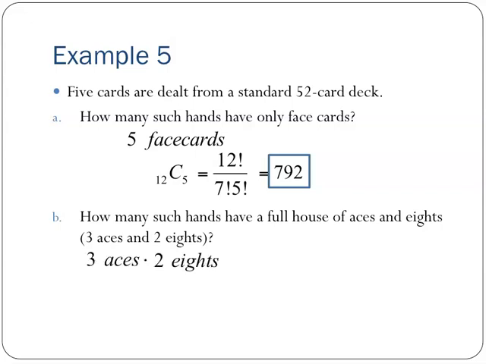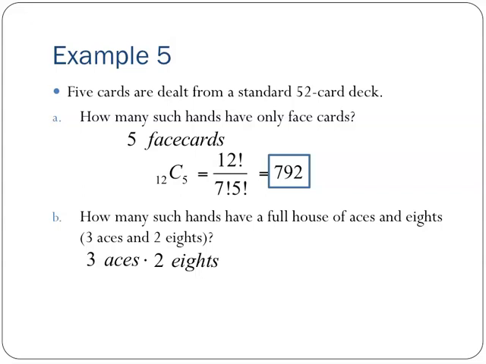Now there are 3 aces, and we want to come up with how many ways there are of getting 3 aces out of the number of aces that we have, and how many ways there are of getting 2 eights out of the number of eights that we have. So this calls in the multiplication principle that we learned last time.